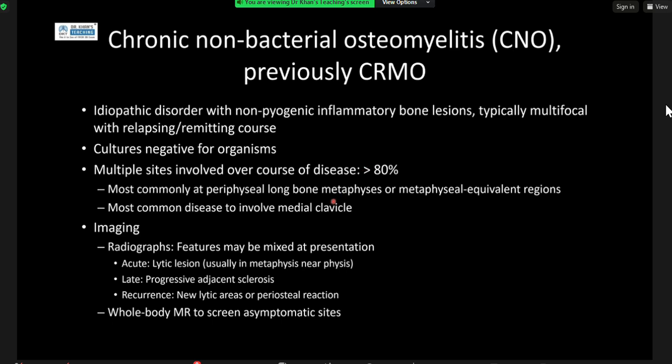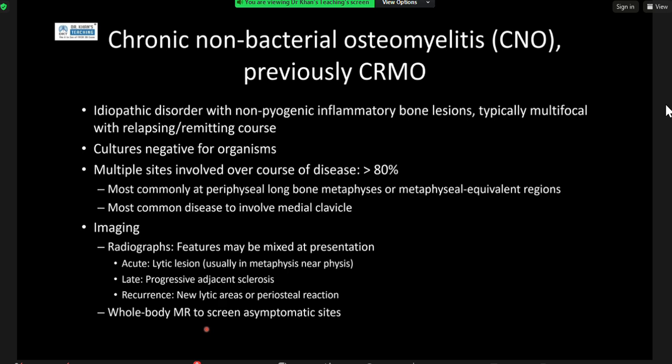You get multiple sites involved, and as I said earlier, long bone metaphyses or metaphysis equivalents, and it's the most common disease to involve your medial clavicle. In adults, you think of SAPHO, which comes with pustulosis and skin changes as well. Like anything, when it's acute it can be lytic, and later as it starts to heal you get adjacent sclerosis, and if it comes back again you can have new lytic areas. So it's a waxing, waning course of disease, and you use a whole body MR to screen.